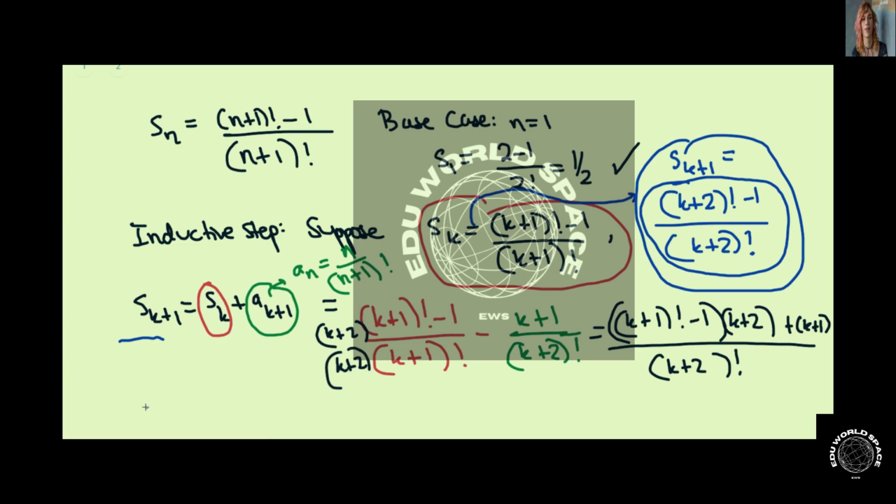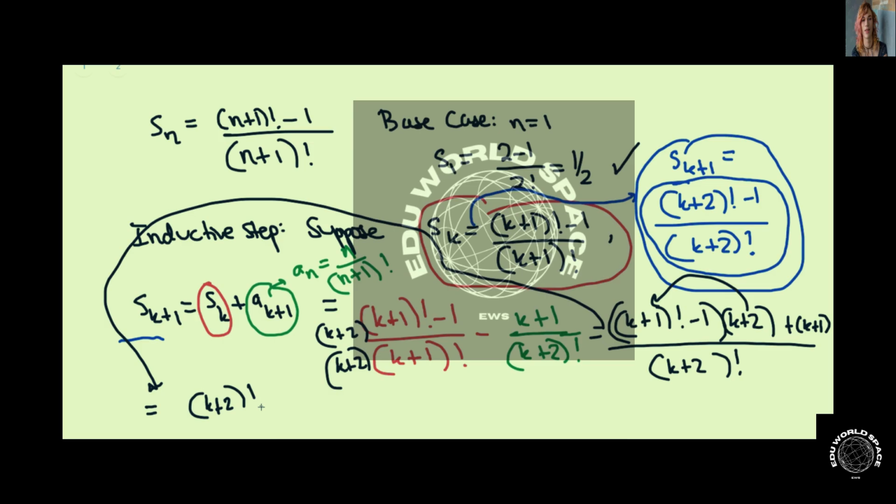And then we can go ahead and simplify this. So if I multiply that k plus 2 on the inside, that becomes k plus 2 factorial. And then I have minus k plus 2 and then plus k plus 1. So that's just distributing the k plus 2 to the negative 1 as well, all over k plus 2 factorial.